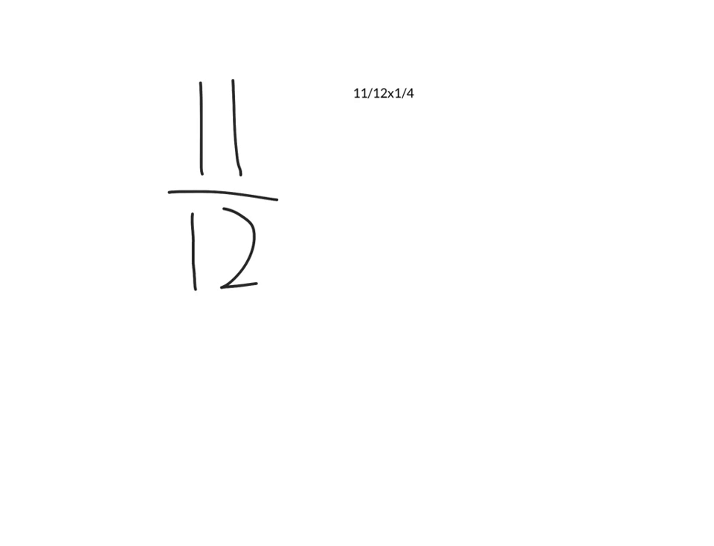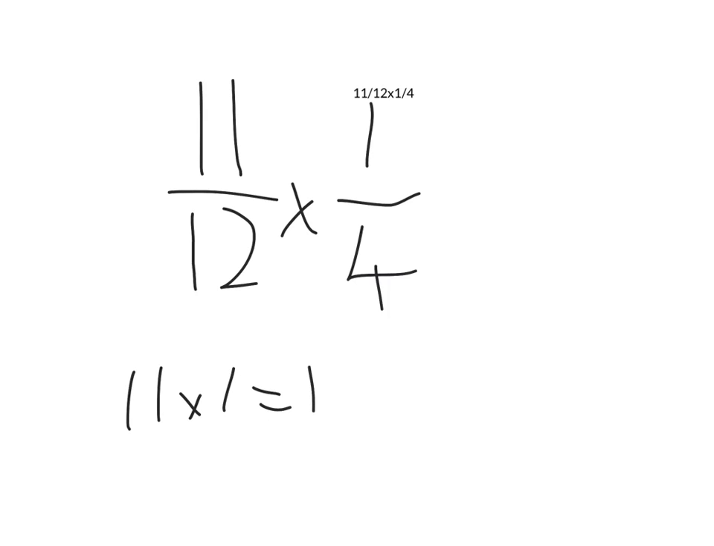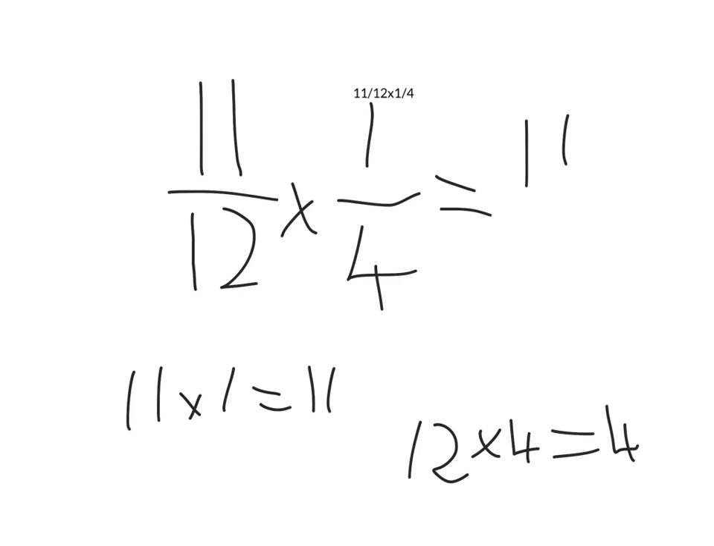Okay, so 11/12 times 1/4. Now, 11 times 1 equals 11. So 11 goes to 1. So we've got the top column done. Now 12 times 4. Like I've already explained, it's 48. So there's another way to get a fraction of 11/48.